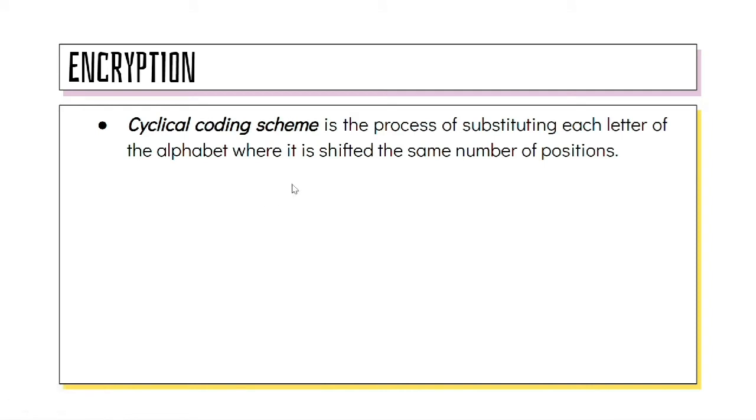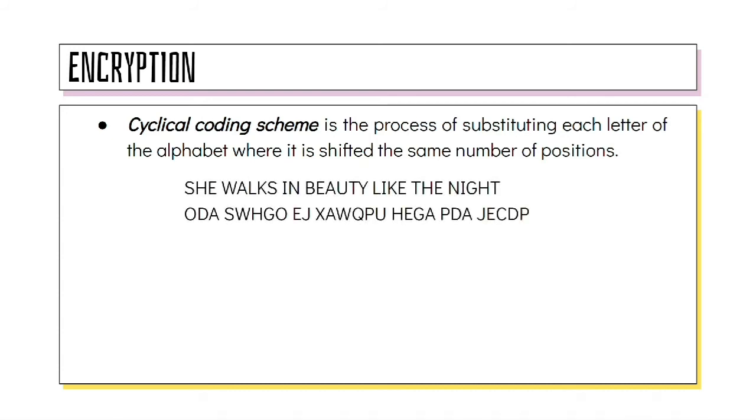Cyclical coding scheme. It is the process of substituting each letter of the alphabet where it is shifted the same number of positions. Like this example, class, as I have presented you the plain text here, and this is the cipher text, right?